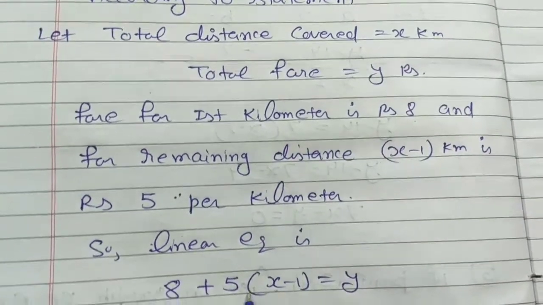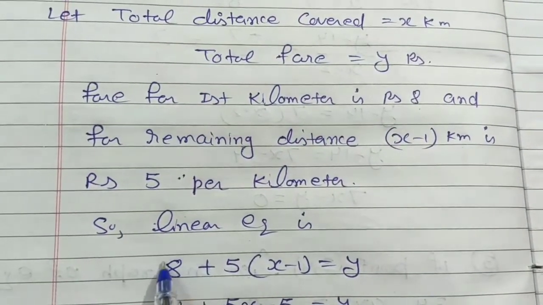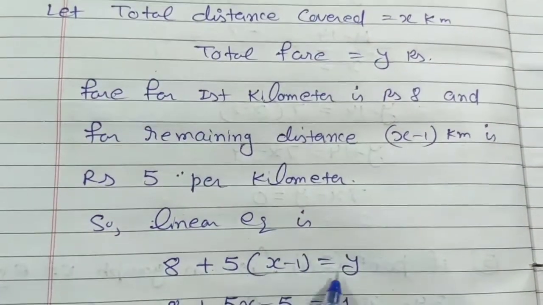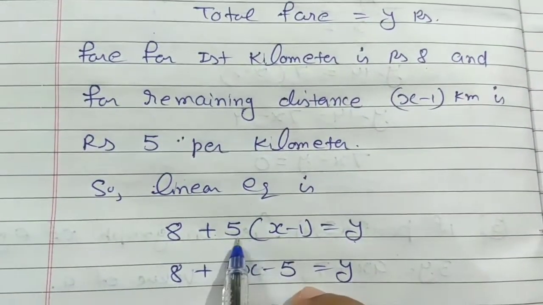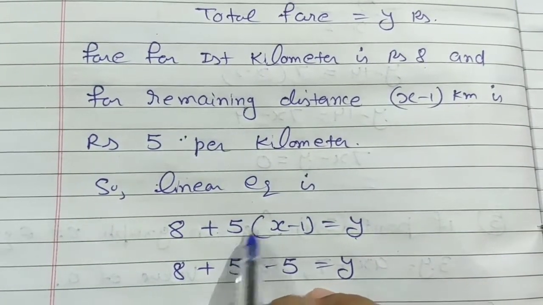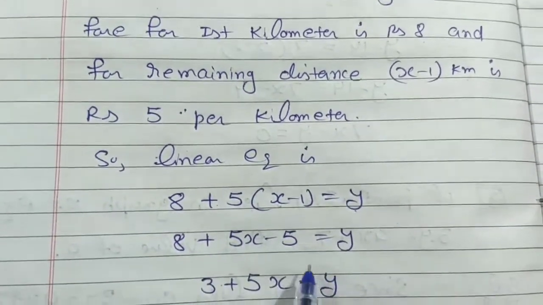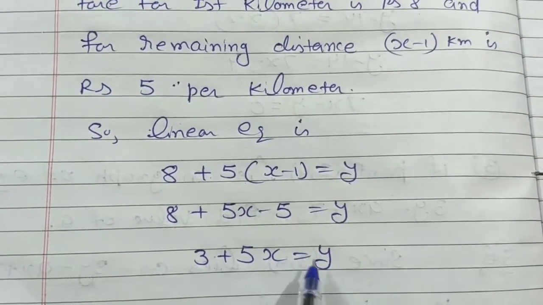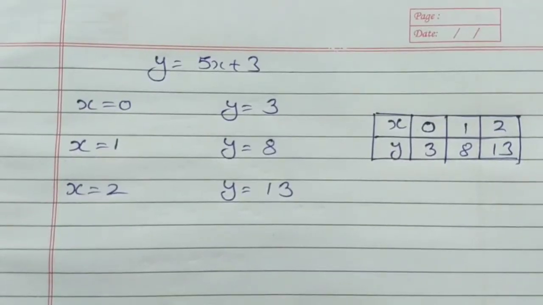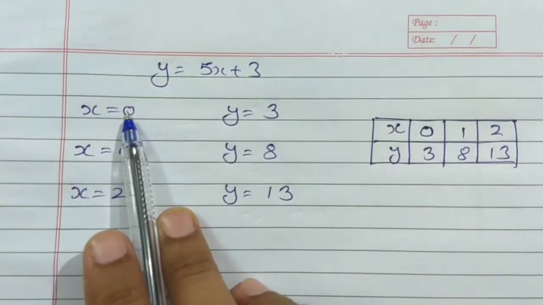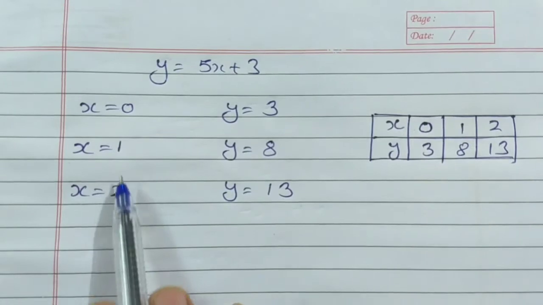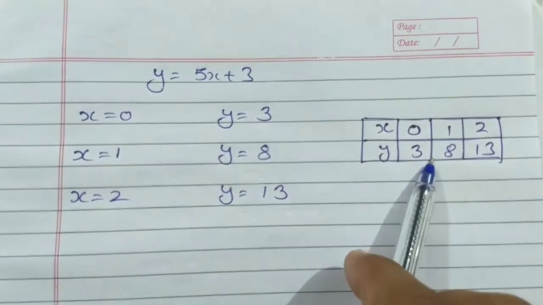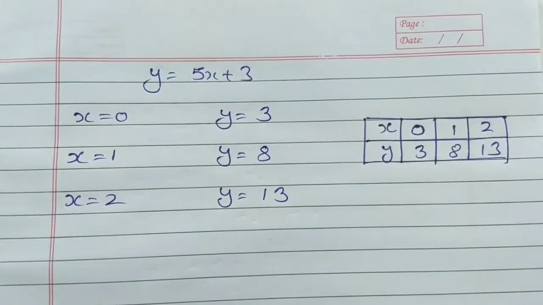So the linear equation will be: for the first kilometer, that is 8 plus 5 into x minus 1, equals y. Multiply 5 inside, that is 5x minus 5 plus 8 equals y. Then solve it. What will we get? The value of y, that is 3 plus 5x equals y. So put the values of x as 0, 1, 2. We will get y equals 3, 8 and 13. And after that we will make our graph.